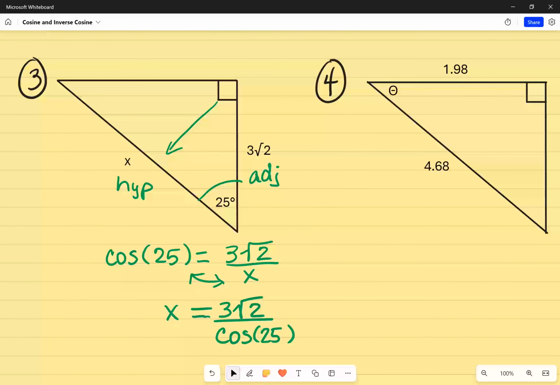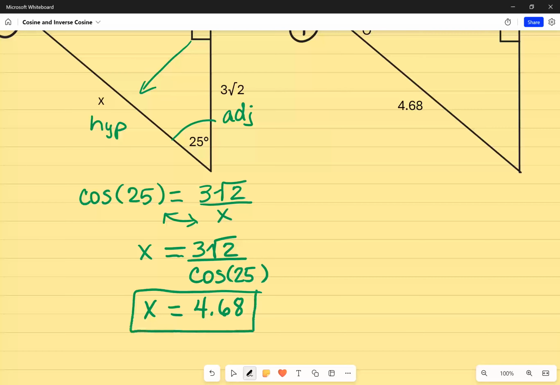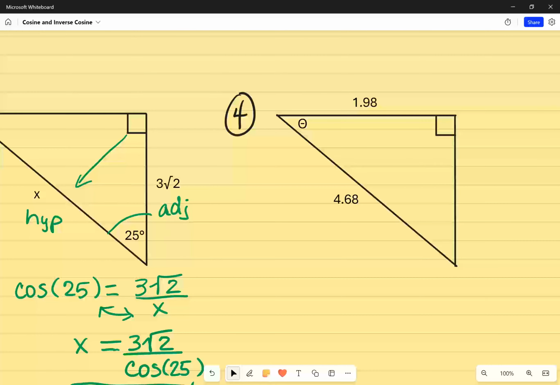When you're entering this in the calculator, always do your trig ratio portion second. So if you're multiplying, put the number first and then your trig ratio. In this case, if you're dividing, put the number first and then your trig ratio. It simplifies to 4.68 if I'm rounding to the nearest hundredths. So I took that information, which was my hypotenuse, and I substituted it over here.